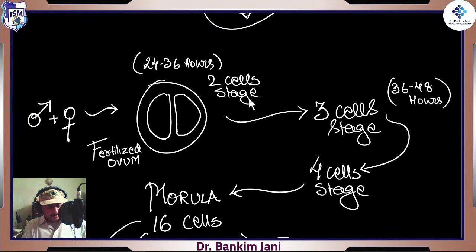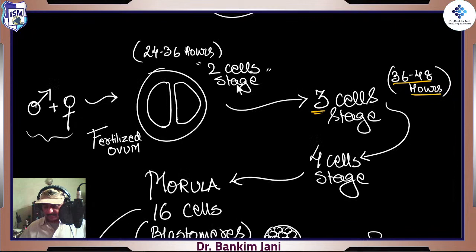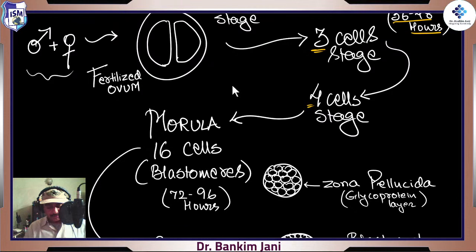So here is a couple, and one of the bravest, strongest, finest sperm fertilized that ovum, and just after 24 to 36 hours, here is what we see as a two-cell stage. Just a two-cell stage, and then at 36 to 48 hours, it is now into the three-cell stage, goes to the four-cell stage, and quickly it keeps on dividing till we reach a stage called the morula.